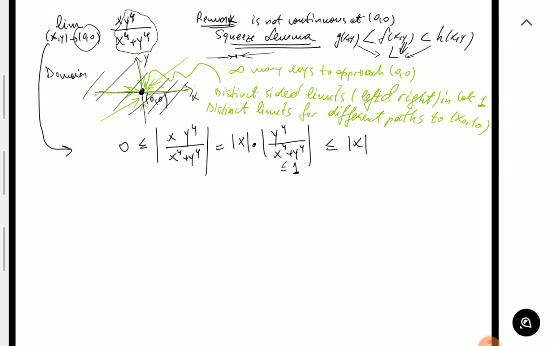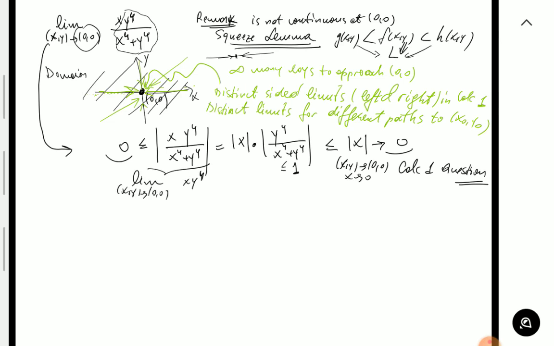But now, what is the limit of the absolute value of x as (x, y) approaches (0, 0)? Now notice, this becomes a calculus 1 question, because as it happens, the bounding function on the right-hand side doesn't depend on y anymore. So it's just me asking what the limit of the absolute value of x is as x goes to 0. And we know from calculus 1 that it goes to 0. Since both bounding functions approach 0, we conclude that the middle one goes to 0, which is to say the original function goes to 0 as well.